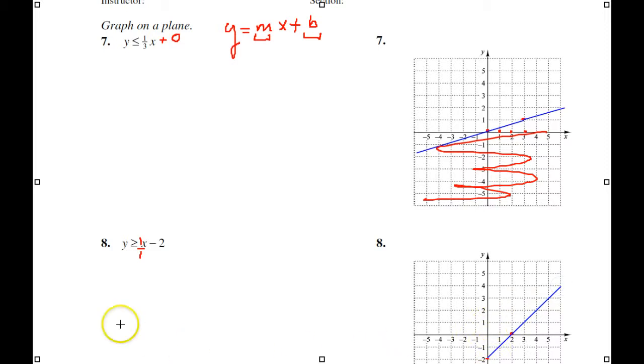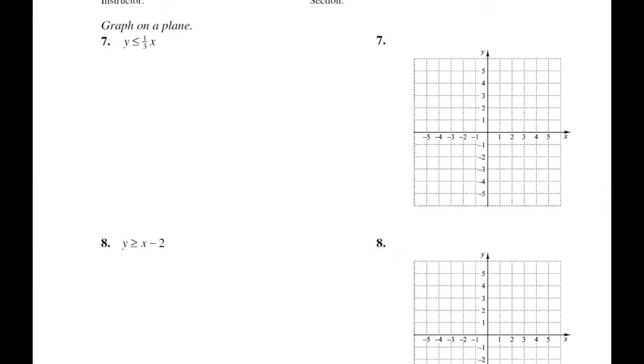And where do we shade? Well, it's y is greater than. A positive y is greater. So we would shade above. And I kind of like that part in Math Lab. It has a nice bucket of paint that you can use.